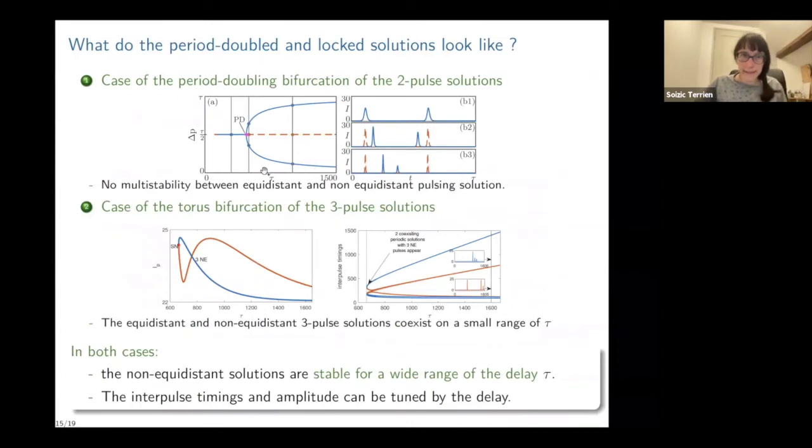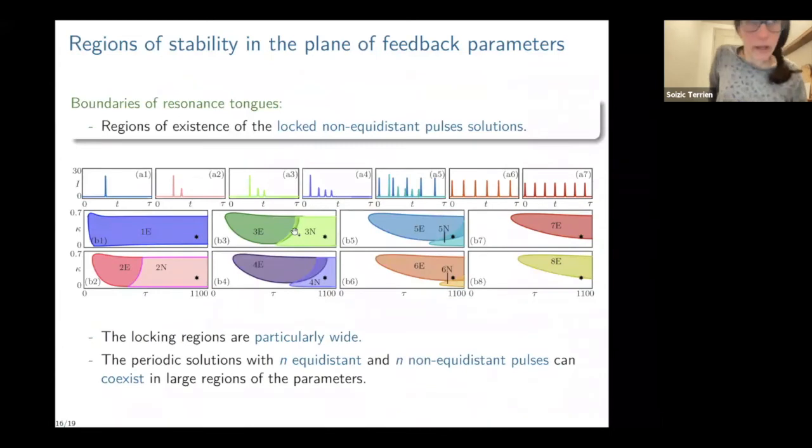So in both cases here, for the two and the three pulses solutions, the non-equidistant solutions are stable for a wide range of the delay time tau, and the interpulse timings and amplitude can be tuned by the delay. So we can choose what the distance between two consecutive pulses will be depending on the delay time. So we investigate these regions of stability a bit more for the non-equidistant pulsing solutions.